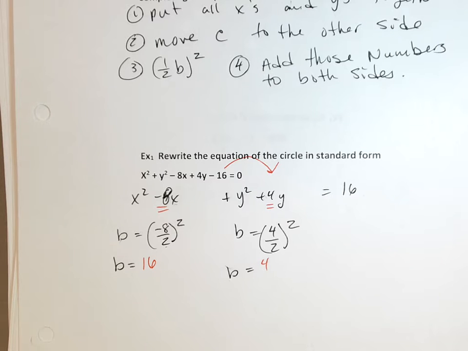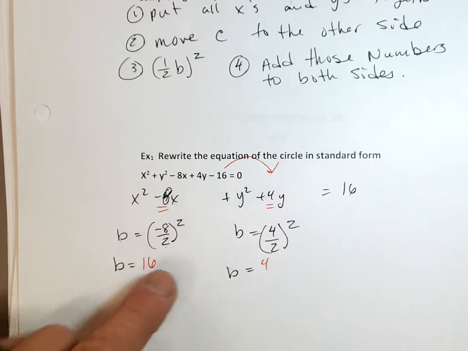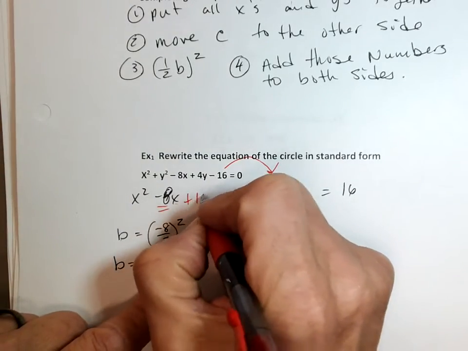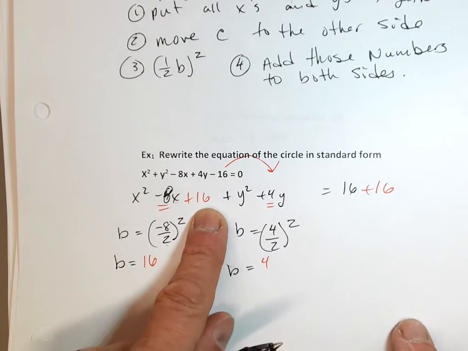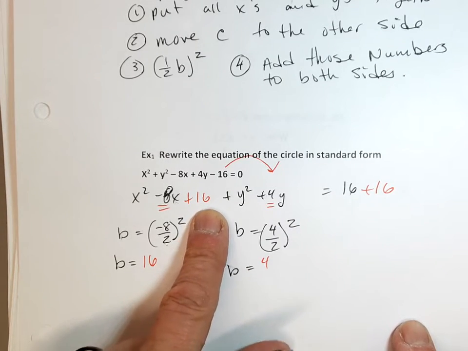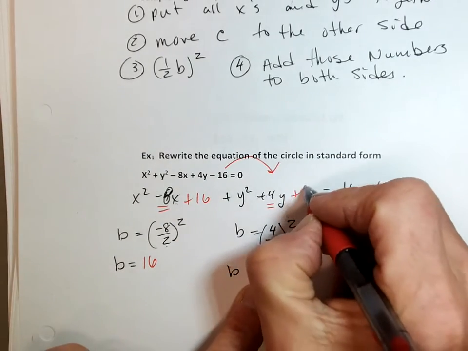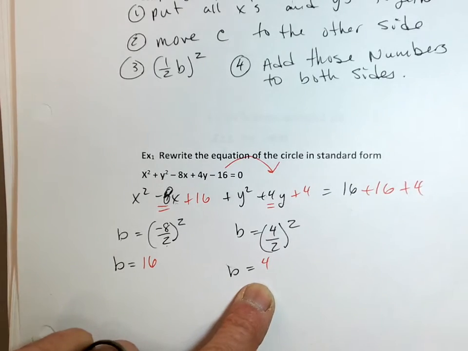It's equal. So I'm going to put the 16 here, but then I have to add the 16 here. I'm going to put my 4 here, but I have to add the 4 here to keep it balanced. So what we're going to do is go plus 16 plus 16. Balance it out, right? And I put it right there. That's why I left a little space there. I'm going to go plus 4 here, and plus 4 right here.